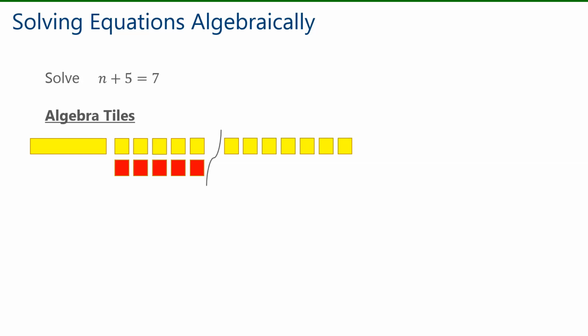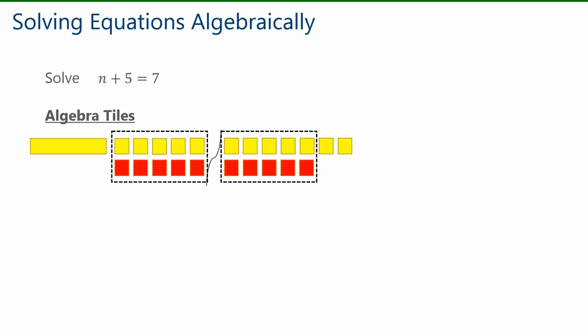And to maintain equality, if we add 5 red squares to the left side, we need to make sure we add 5 red squares to the right side. Now on the left, we have 5 0 pairs. And on the right, we have 5 0 pairs. They can disappear. And we're left with n equals 2.